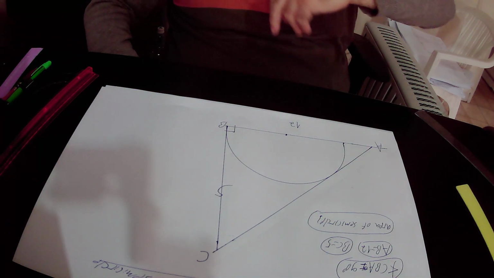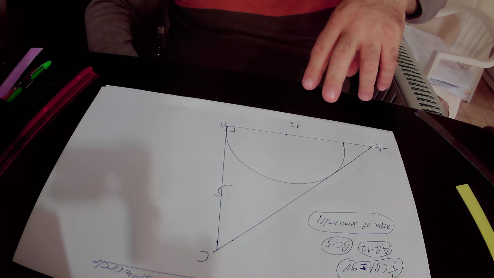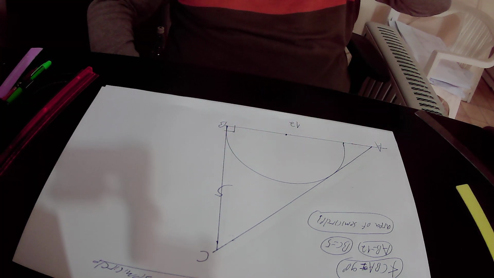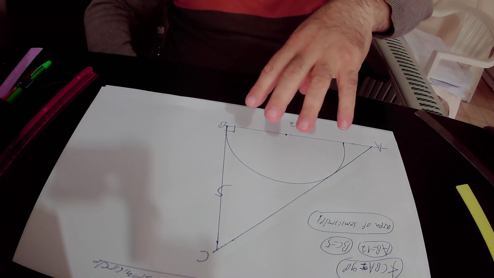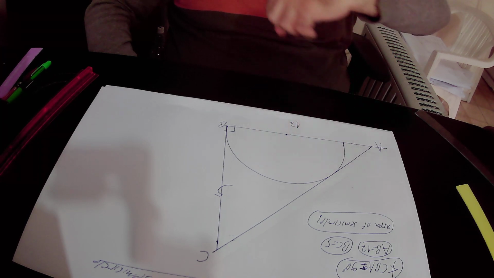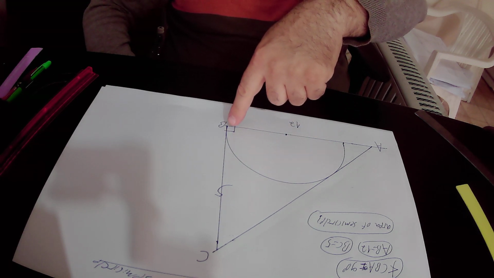Now, in this lecture, we will find out the area of the semicircle in four different methods. In the drawing, we have a semicircle that is inscribed by this triangle, triangle ABC. Triangle ABC is a right triangle, and it blocks the semicircle. So angle ABC equals 90 degrees.